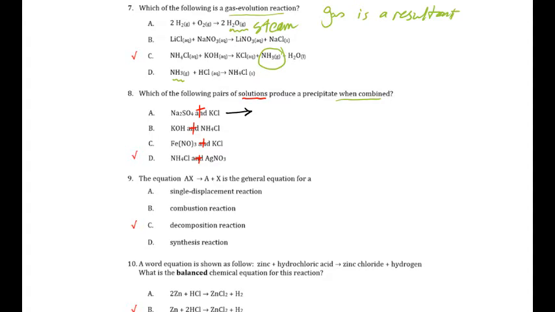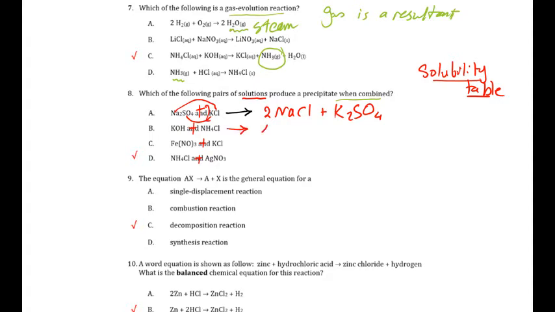You'll be given a solubility table in the exam. In the solubility table, you can decide which of them is soluble and which is insoluble. So let's first make the equation, find the product, and then look at the solubility table. Here, K will come with SO4 and Na with Cl, giving NaCl plus K2SO4.